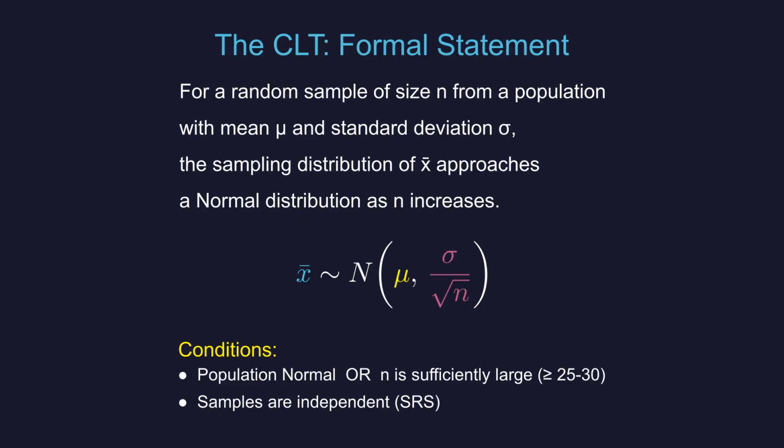The conditions are straightforward. Either the population itself is normal, or the sample size is large enough, typically 25 to 30. And the samples must be independent, drawn as simple random samples.